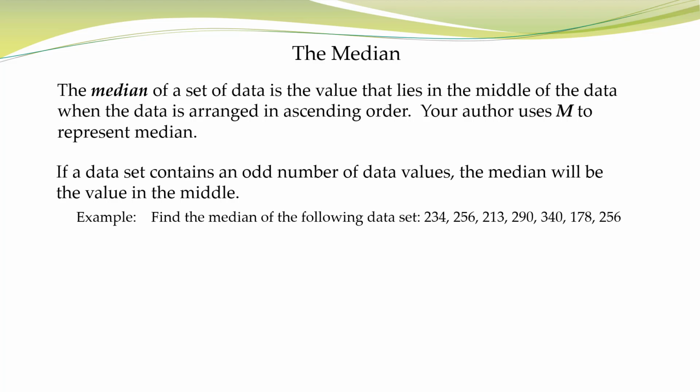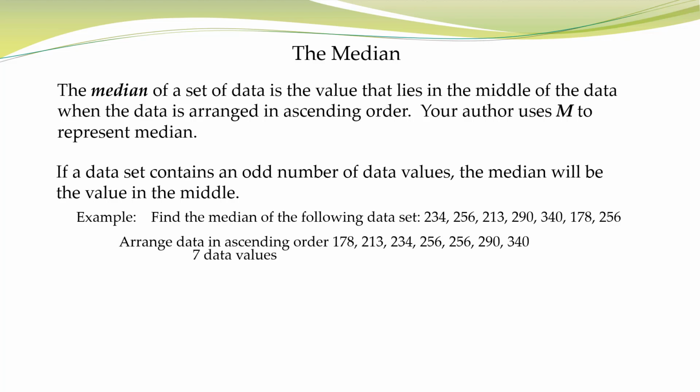So an example, find the median of the following data set. First, you would take the data set and put it in ascending order. Second, count how many there are. There are 7 data values. So 7 divided by 2 is 3.5. That means there's going to be a value in the middle, which means I'm going to have 3 values on the left, 3 values on the right, with one value in the middle. And that value in the middle becomes your median, which in this case is 256.